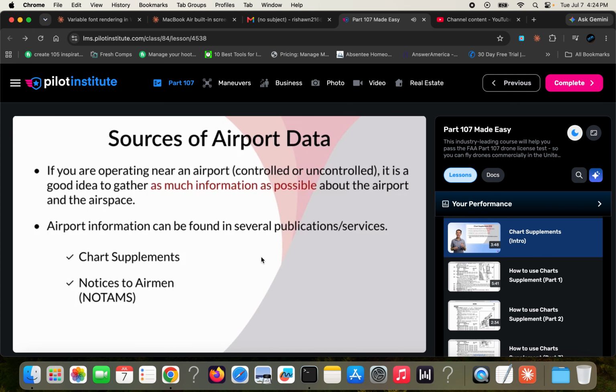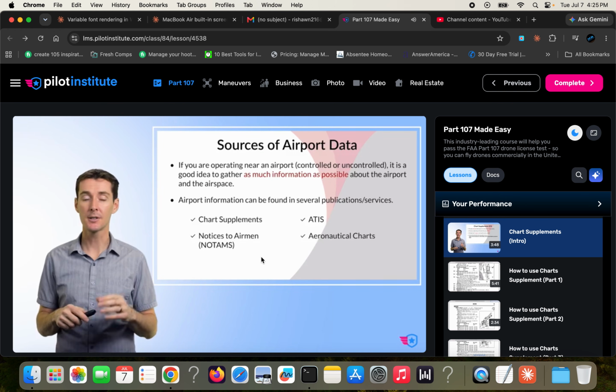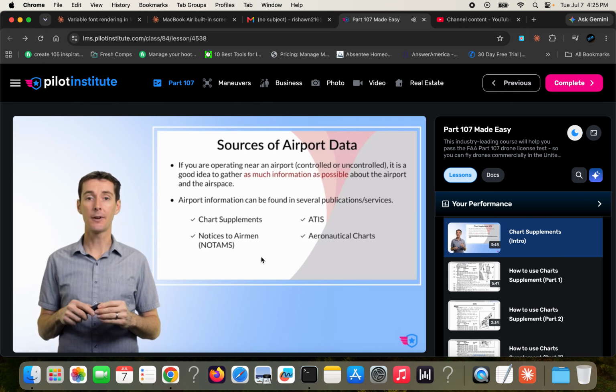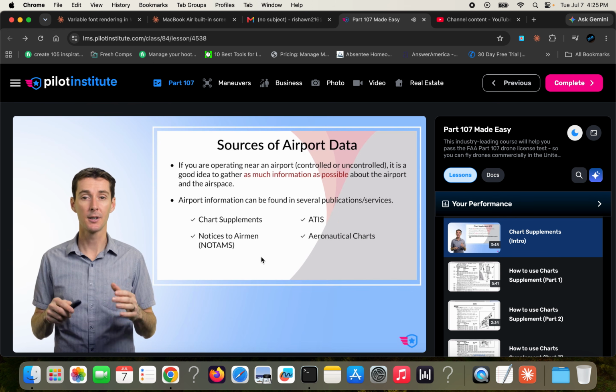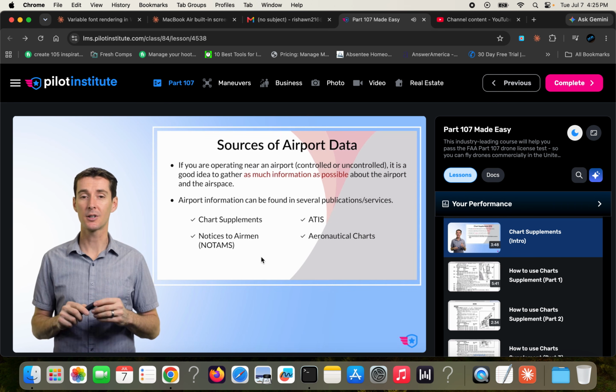Then we have the NOTAM, the Notices to Airmen. Then we have the ATIS, which is weather information. And the last one is going to be aeronautical charts. I'm going to spend a whole chapter, the next chapter, talking about charts, talking about all the information you can find on charts and how to read charts. So be ready. There's another hour and a half to 2 hours just talking about charts.